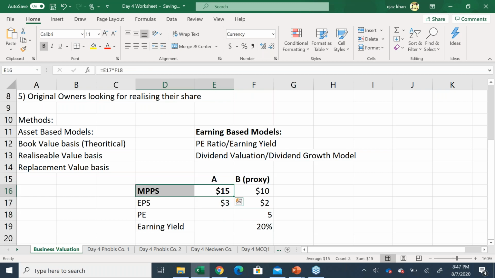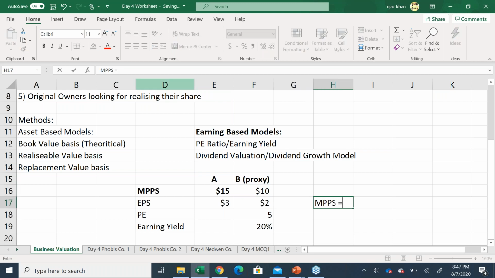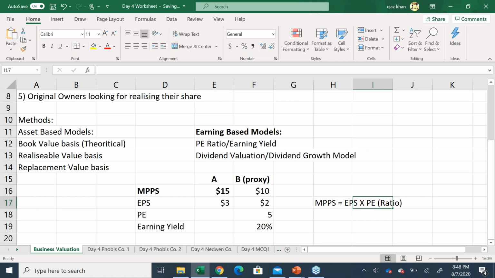That's called the PE method of valuing a company. So the formula for calculating market price per share using the PE ratio will be EPS, earning per share, multiplied by PE ratio. That's the formula for calculating the value of a company using the PE ratio. But the PE should be of a proxy company, of a company that is similar to B company.